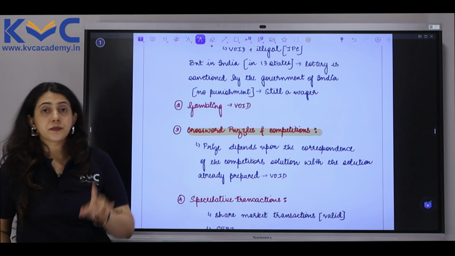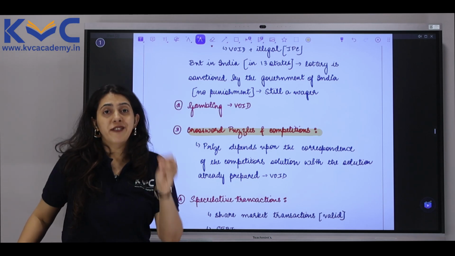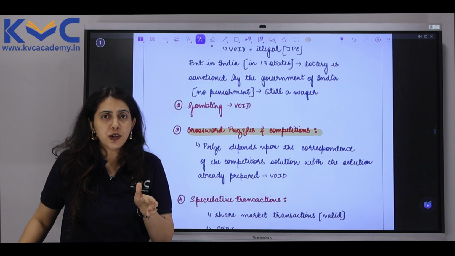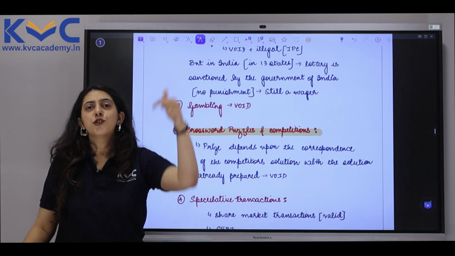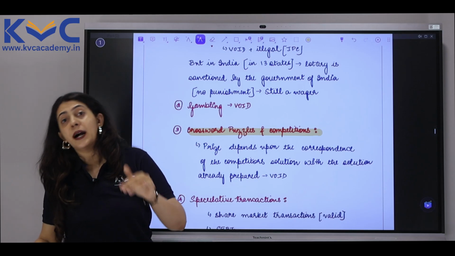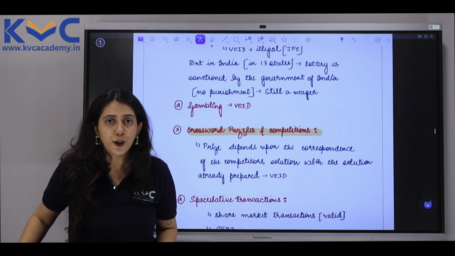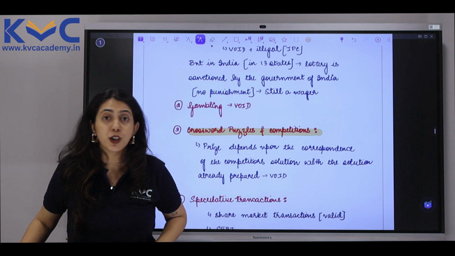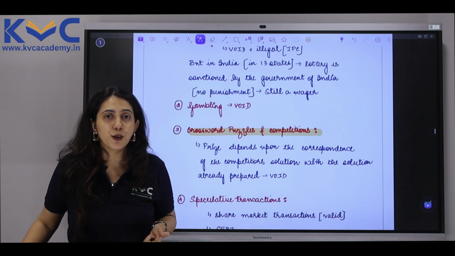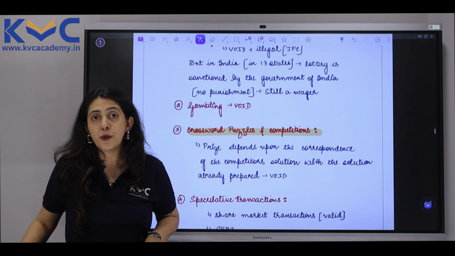Case number one is where you are winning if your solution corresponds or matches with the solution that is prepared by the person who has set the crossword. So how are you winning here? You are winning because of your luck, because your solution is matching with theirs. Now that would come under a game of chance.